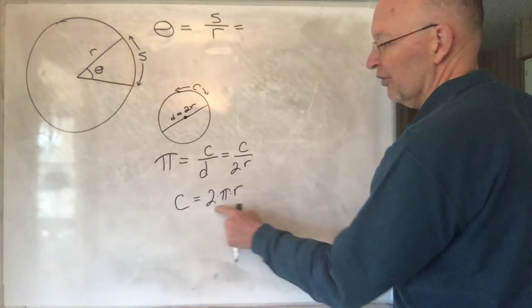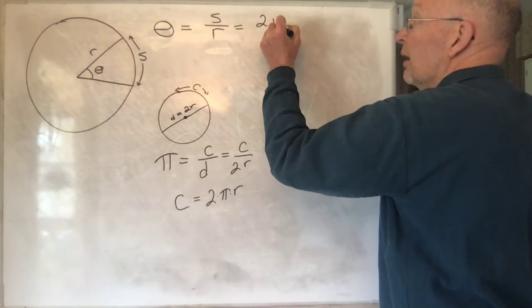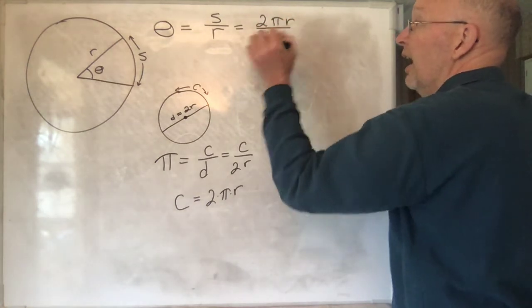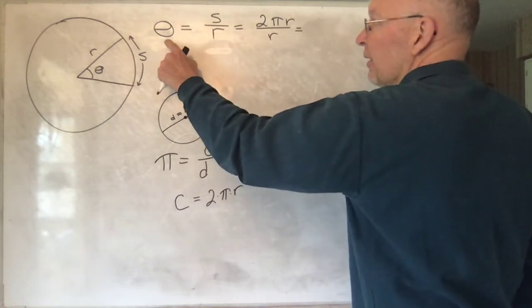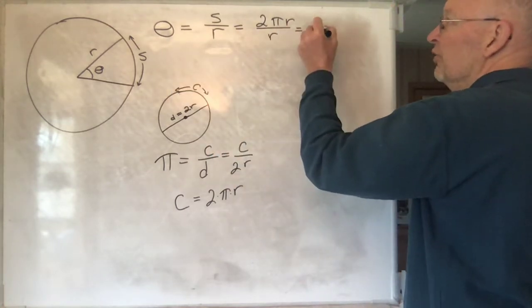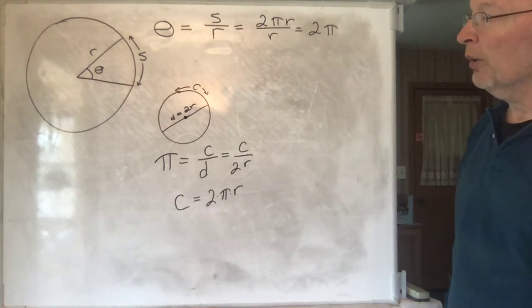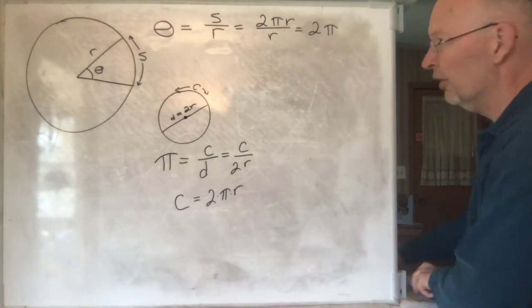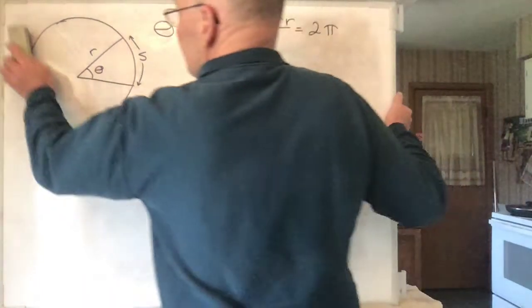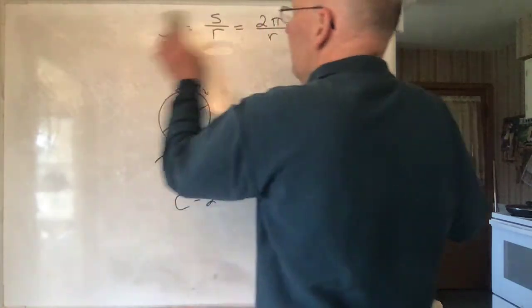Since we know that the circumference, the distance around, is 2 pi r, and since we're dividing by r, we get that the angle of a complete revolution is just 2 pi. So there we have it. If you go all the way around one complete revolution, it's 2 pi. Very important to know.